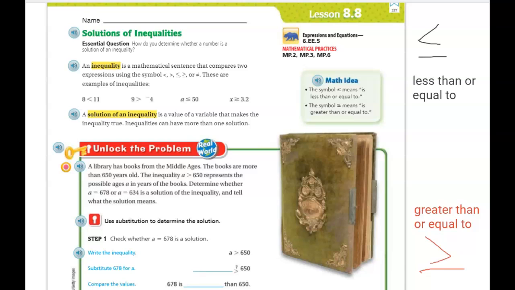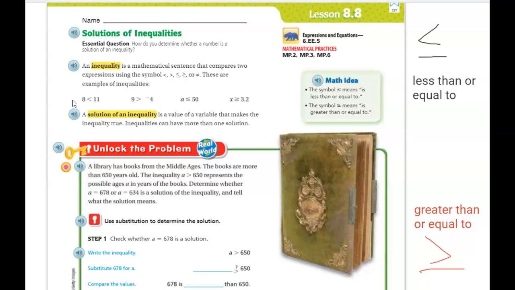An inequality is a mathematical sentence that compares two expressions using one of the symbols: less than, greater than, less than or equal to, greater than or equal to, or not equal. And here are some examples of inequalities. So 8 is less than 11, you know that to be true. 9 is greater than -4.